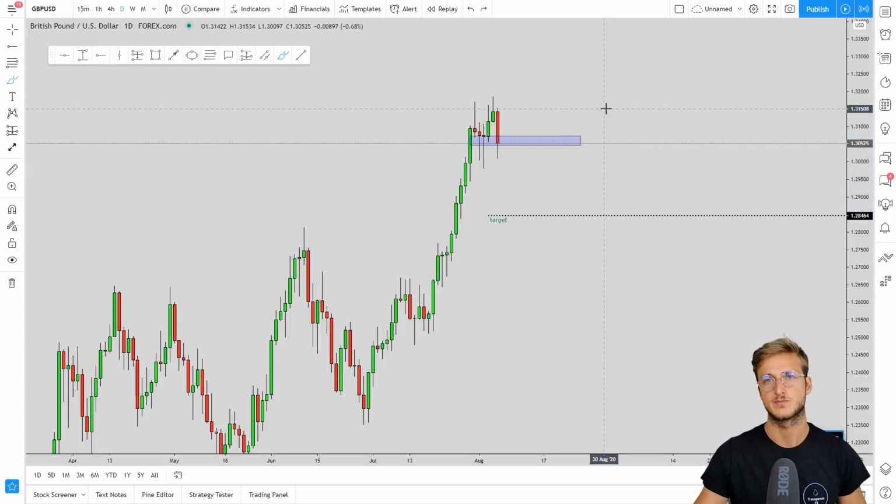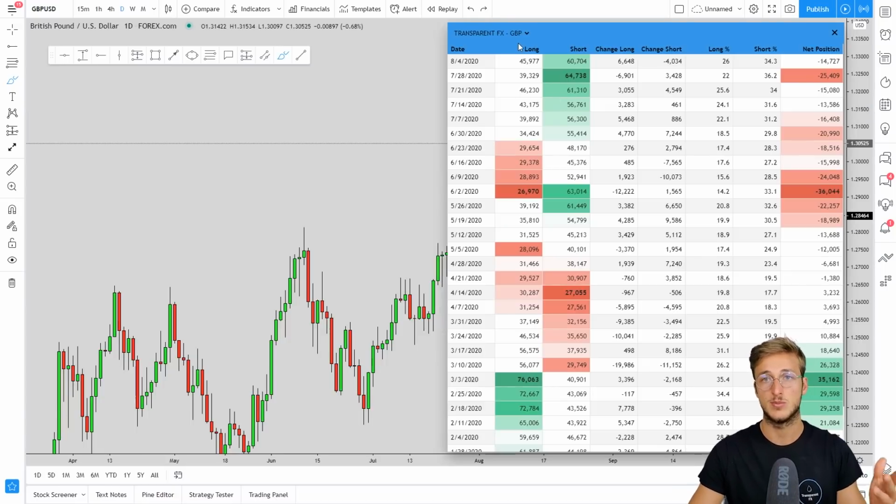Now, before I show you how we will be approaching a situation in which you have a bearish target, however, on the daily, the structure is still bullish, let's give a quick check at what we have from a COT perspective.